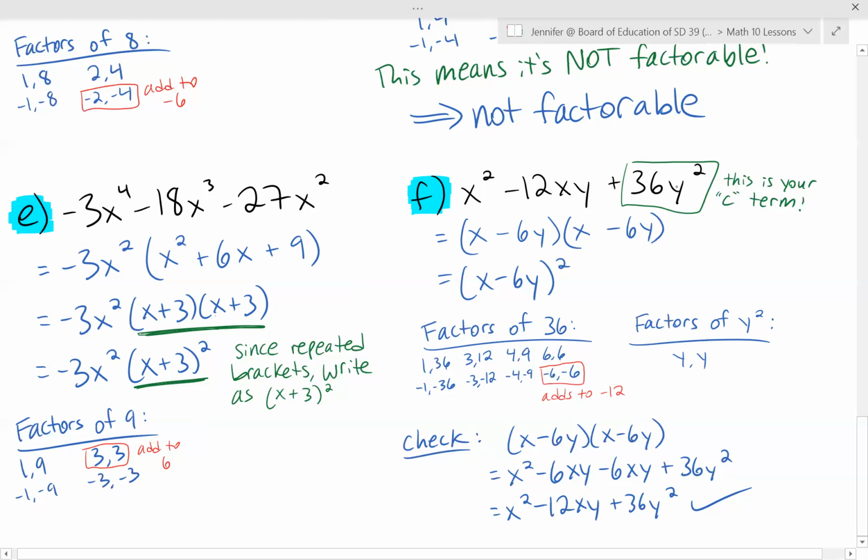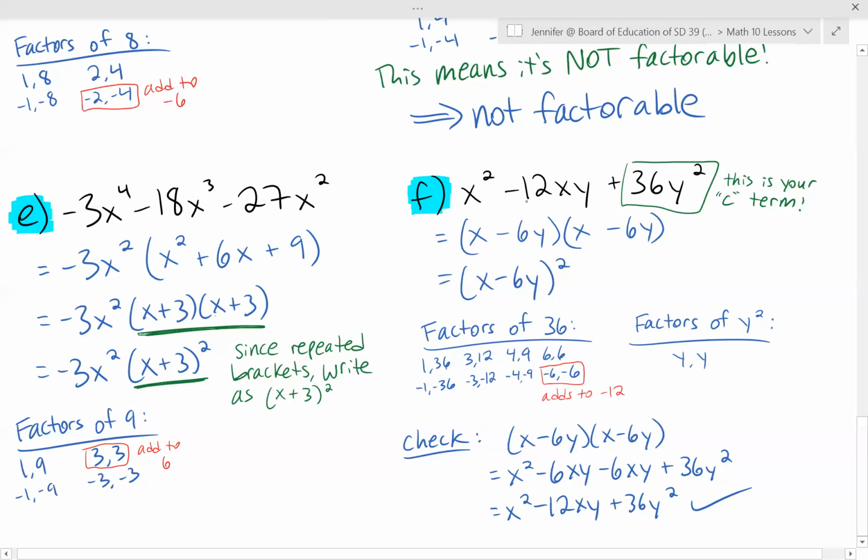I know it's a little complicated because there's a variable with it, but just treat the whole thing as your c term. You can either list out the factors together, like what are the factors of 36y squared. I found it easier in my head to first list the factors of the coefficient and then list the factors of the variable. The factors of y squared is very straightforward. It's just y and y. Then I have all the factors of 36. There's a lot of those.